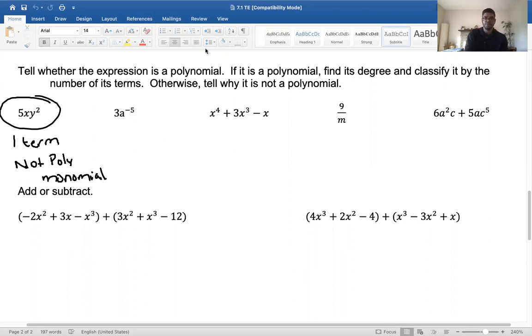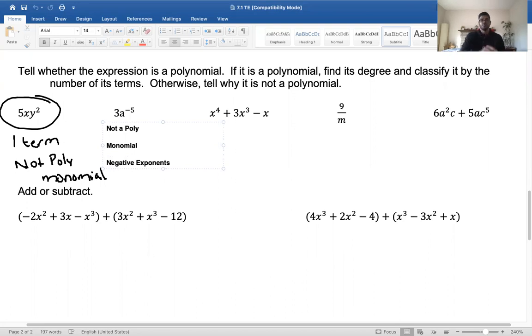Okay, the second one, we actually have 2 issues with it. Okay, first of all, it's a monomial, so it's not a polynomial. Well, let's put that first. Only got one term, and we also have negative exponents. So we're going to go through that checklist that we have on the last page to verify that these are all polynomials.